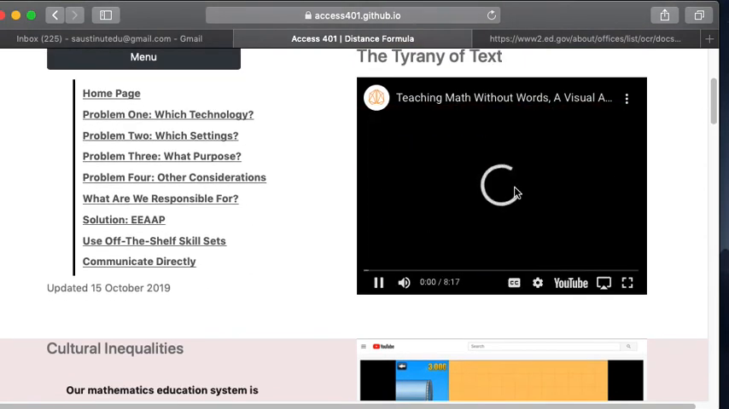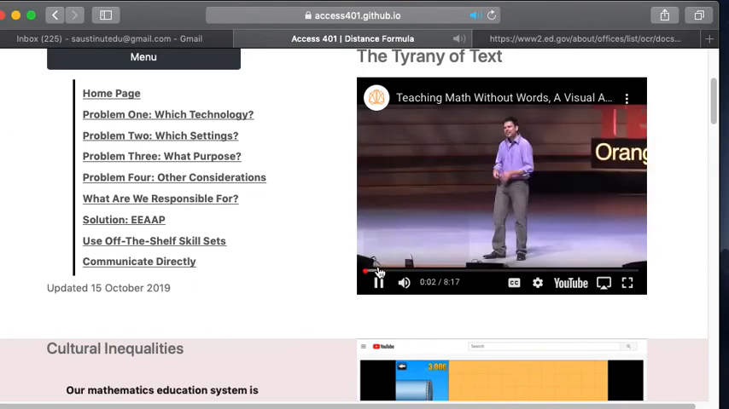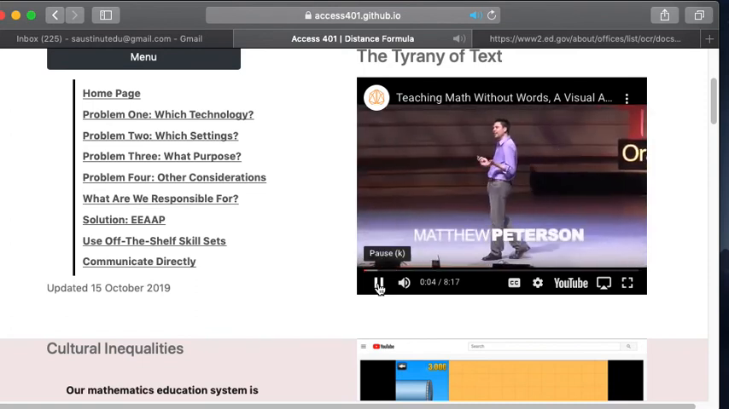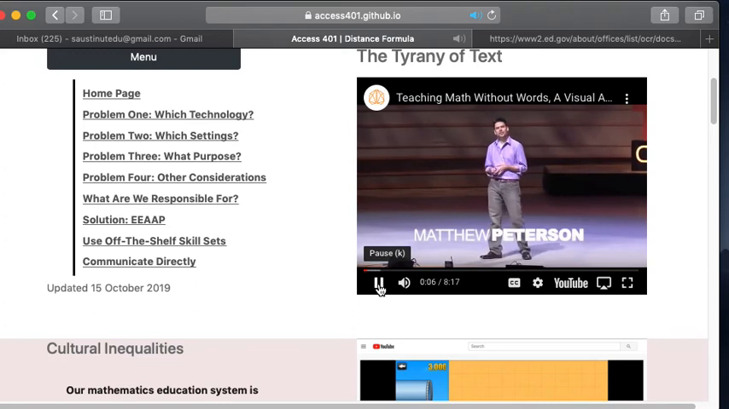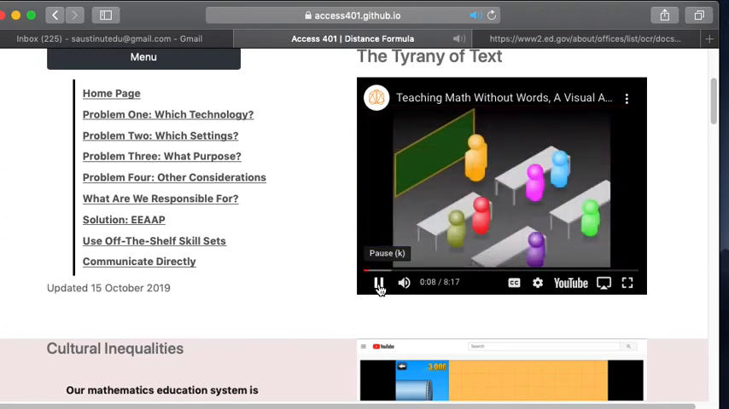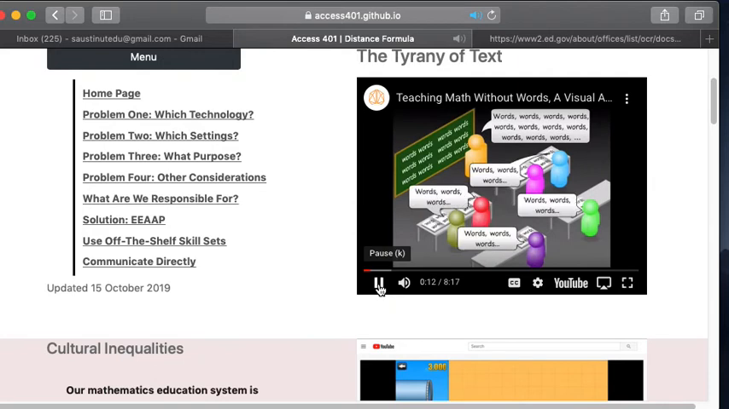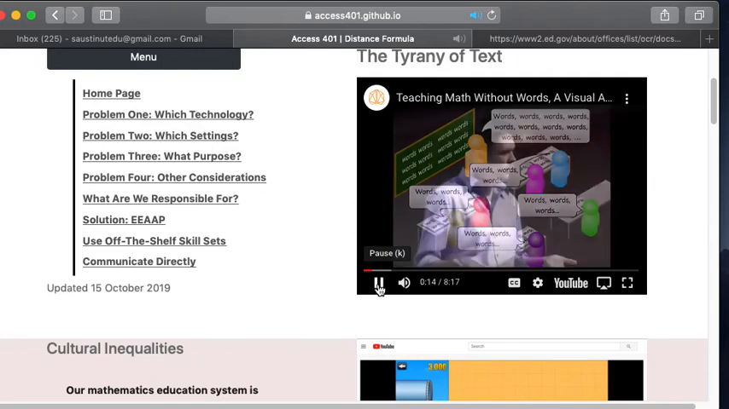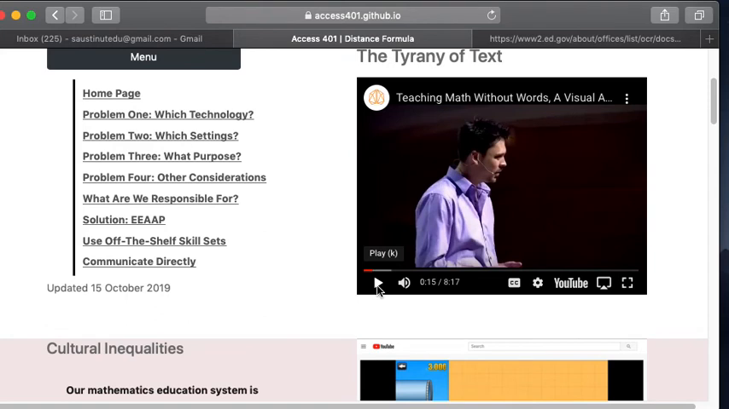this is video. In school, the way of conveying ideas is through words. A teacher walks up to the board, writes words, says words. Students receive books with words and are expected to respond to questions with words.